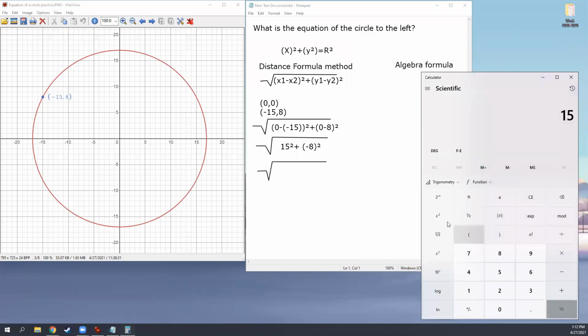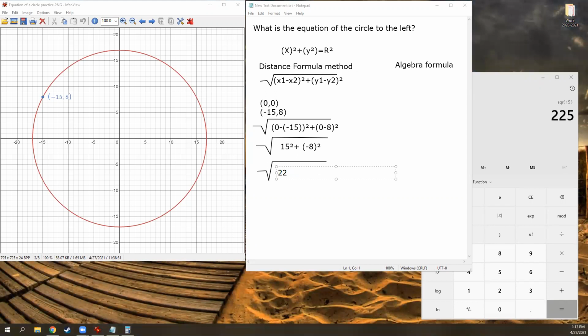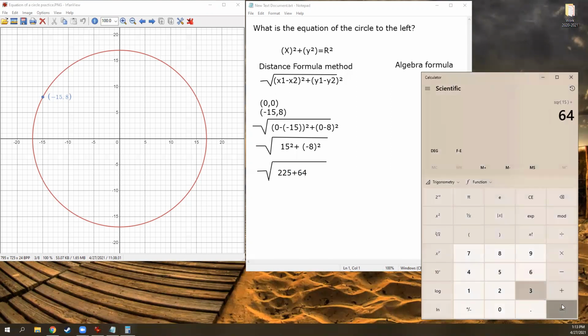We'll do 15 squared is 225, right? 225 plus 8 times 8 is 64. So plus 64, 289. And then our last step is to square root that, right? 289 square rooted is 17. So 17 equals our radius.